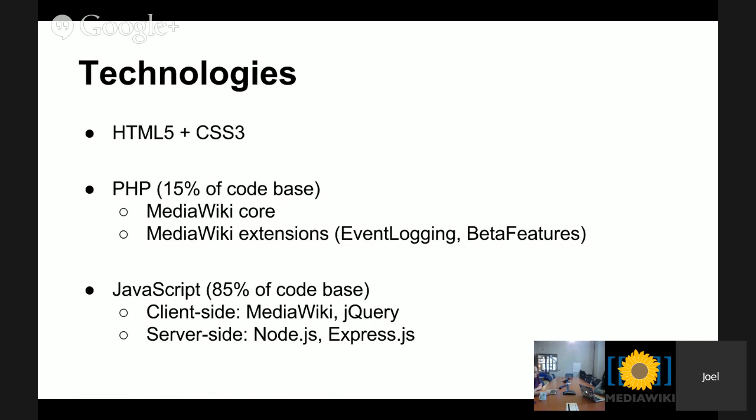And that covers both MediaWiki Core and some additional MediaWiki extensions we use, like event logging and data features. Mostly what we use PHP for is the API and also configuration. So the majority of the tool is actually written in JavaScript. It's about 85% of the code base. And we use MediaWiki and jQuery, and then the services that power our translation tools are developed in Node.js with Express. It's a RESTful web service.